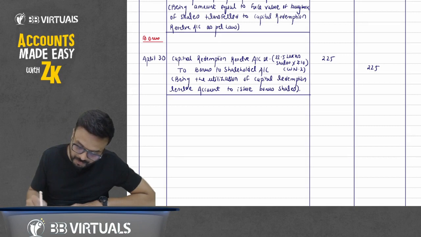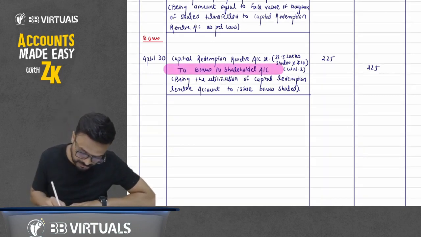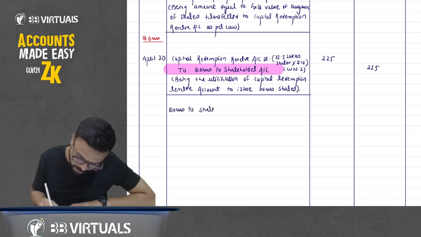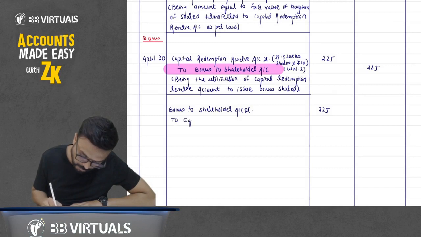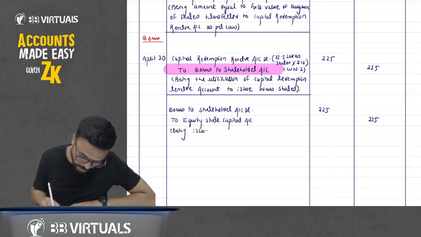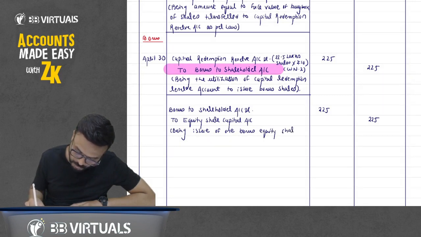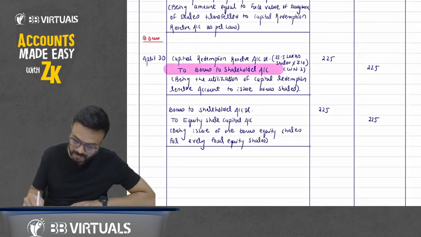Now, first we have credited the bonus to shareholder account. Now we will cancel it, because we will actually allot them shares. So your next entry: bonus to shareholder account debit 225, to equity share capital account 225, being issue of one bonus equity share for every 4 equity shares. So here we have allotted them shares.